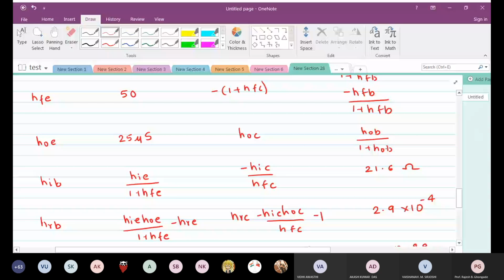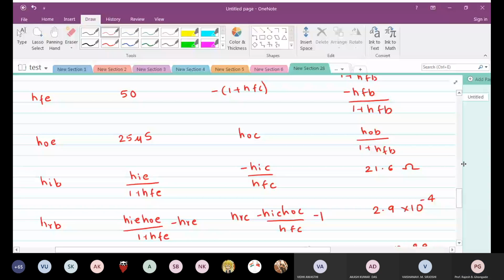All right. So with that, we have seen the H parameters and the typical values.